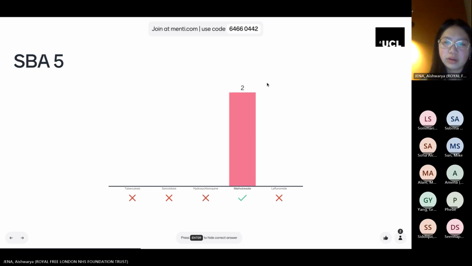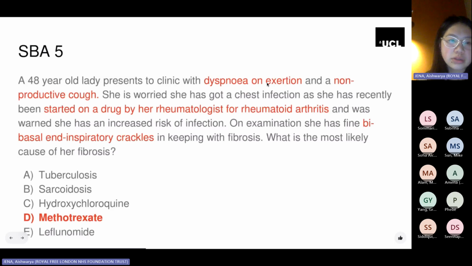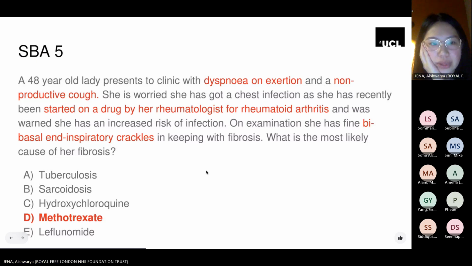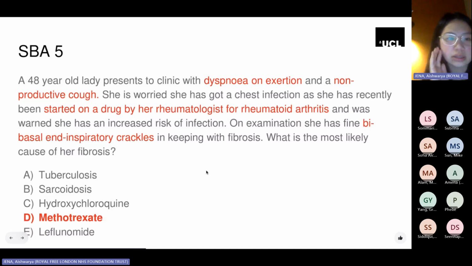Okay. Very good. Well done, guys. So the key thing to recognize here is they've started a drug that was prescribed by a rheumatologist for rheumatoid arthritis, and the bibasal end-inspiratory crackles. So it's at the base. That's a key thing to note instead of being at the top.